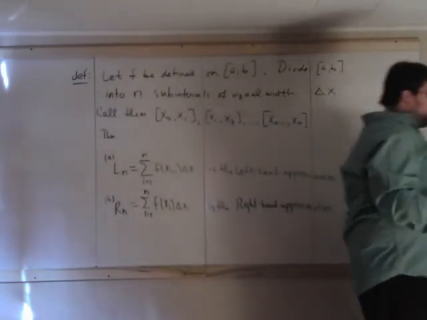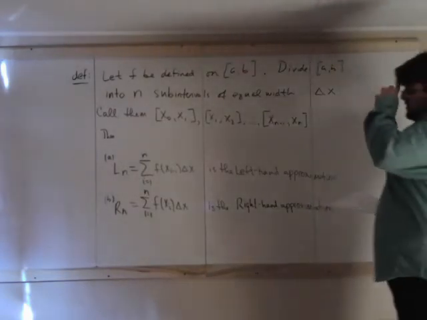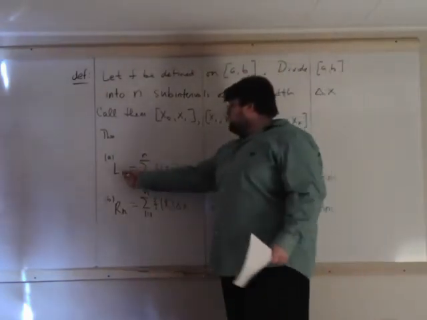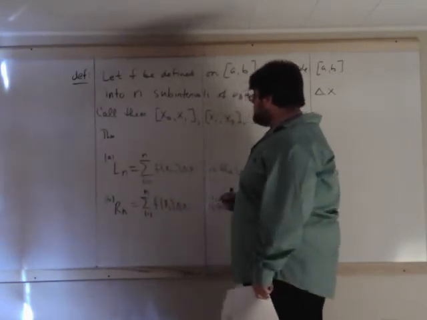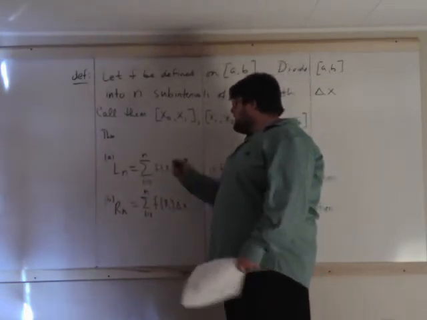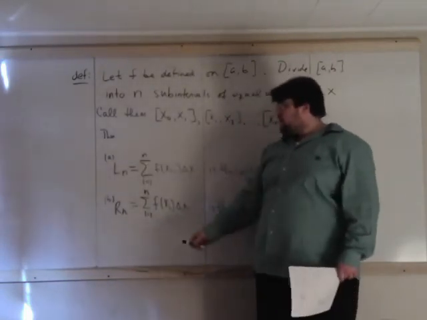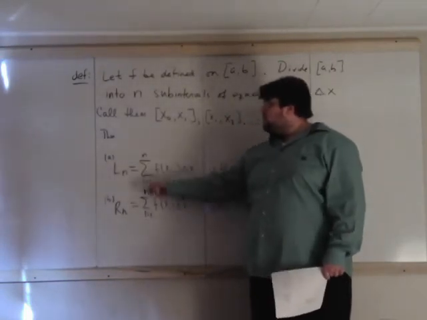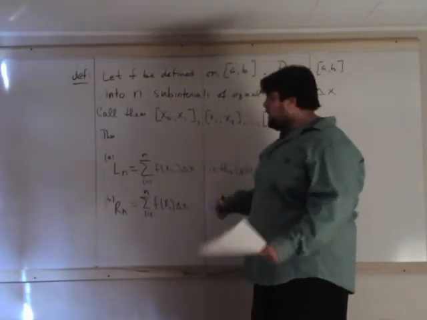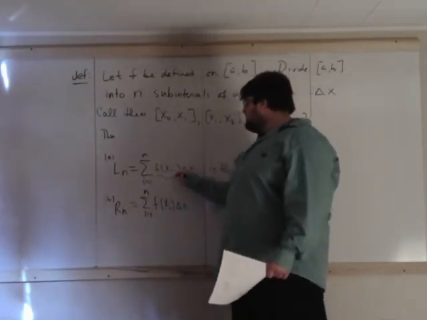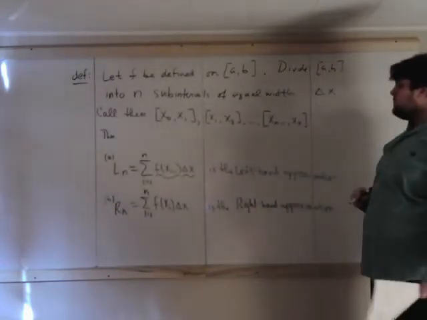But with that setup, we can formally define these two approximations. We're using n rectangles, so the left endpoint approximation with n rectangles is given by this sum. Notice it's the sum of n things. We're starting at 1, going to n. All we're doing is length times width for each of these rectangles. That's what we have here, length times width.